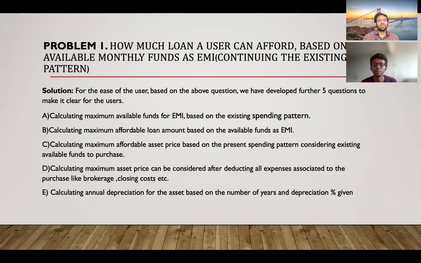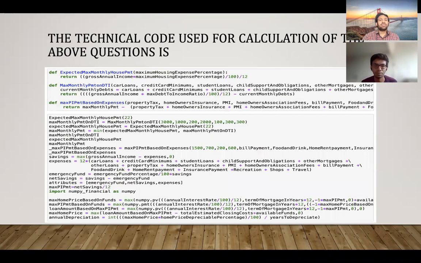Calculating maximum available funds for the EMI based on the existing spending pattern. Calculating maximum affordable loan amount based on the available funds as EMI. Calculating maximum affordable asset price based on the present spending pattern, considering existing available funds to purchase. Calculating the maximum asset price after deducting all expenses associated with the purchase like brokerage, closing costs, etc. Calculating annual depreciation for the asset based on the number of years and depreciation percentage given. The technical Python code used for the calculation of the above questions is shown.